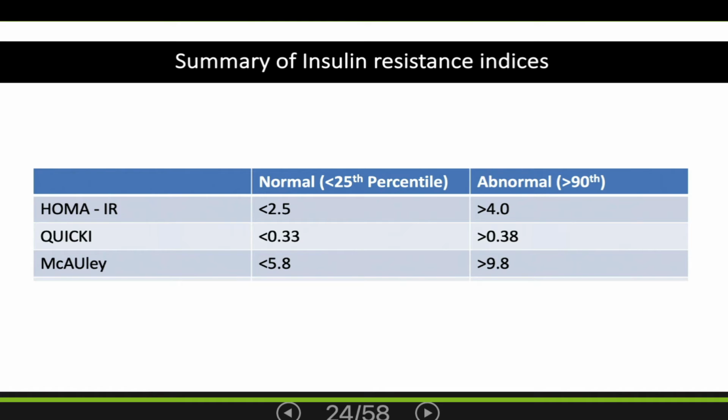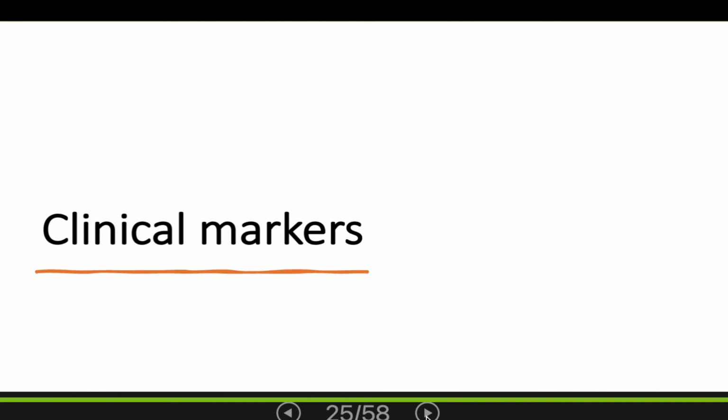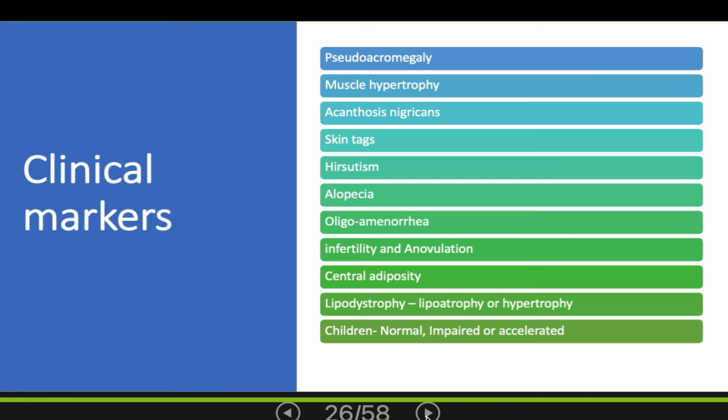So just to summarize, these are the various values which you can use for insulin indices. You can take a screenshot of this, and save it for use. But like I said, we don't use this very commonly in clinical practice. Now let's come to the clinical markers of insulin resistance. So, what does a patient with insulin resistance look like, right?